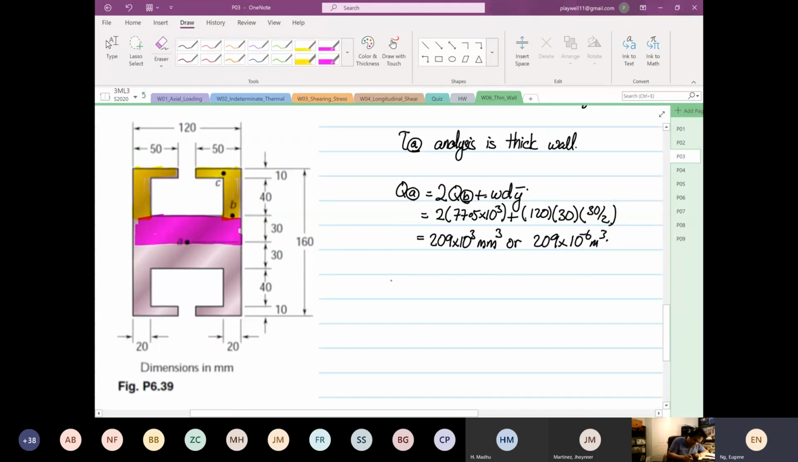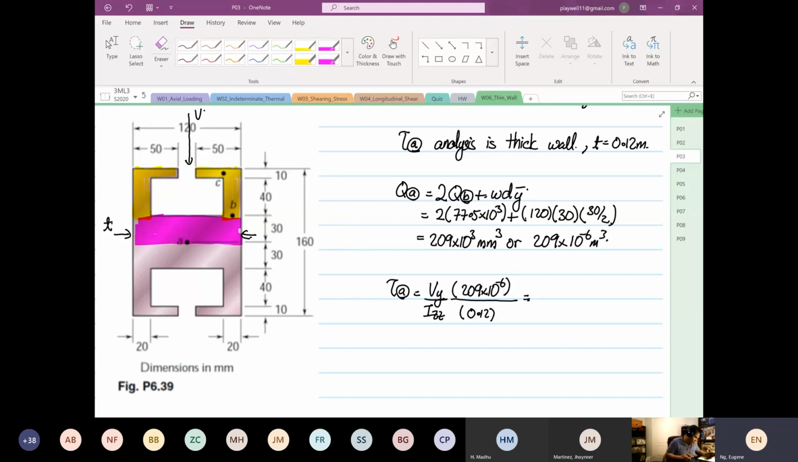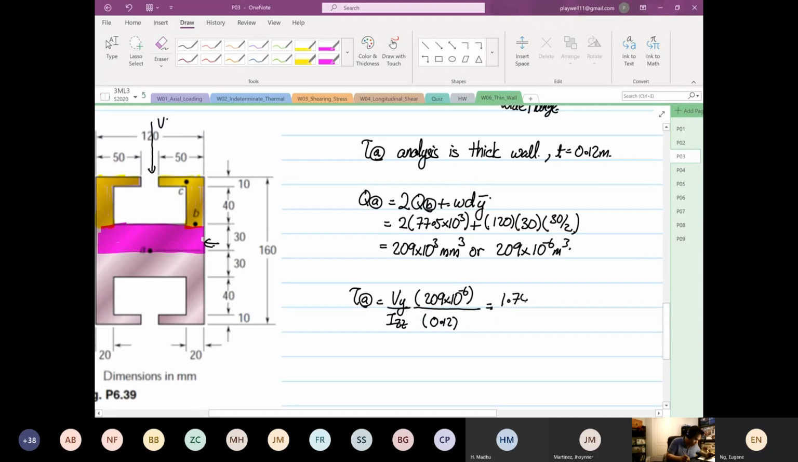So from here, your shear at point A is equal to VY over IZZ, first moment of area 209 times 10 to the power minus 6, and then divide by the thickness. Because it's thick wall analysis, the thickness T is 0.12, perpendicular to the direction of the shear force. Remember that. So 209 times 10 to the power minus 6 divided by 0.12 is 1.7416 times 10 to the power minus 3.